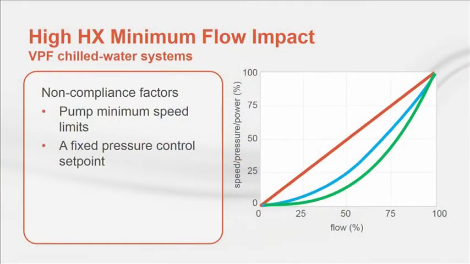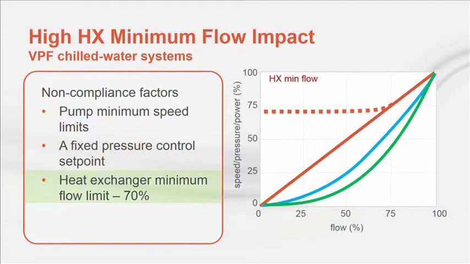Let's take this one step further. What if the chiller's minimum flow requirement was 70% of the selected value rather than 50? We are seeing a number of chiller submittals in this range of minimum flow. With a 70% minimum chiller flow, the pump speed would bottom out at about 70%. The pump pressure would bottom out at 49%. And the minimum pump power would be about 34% of design.